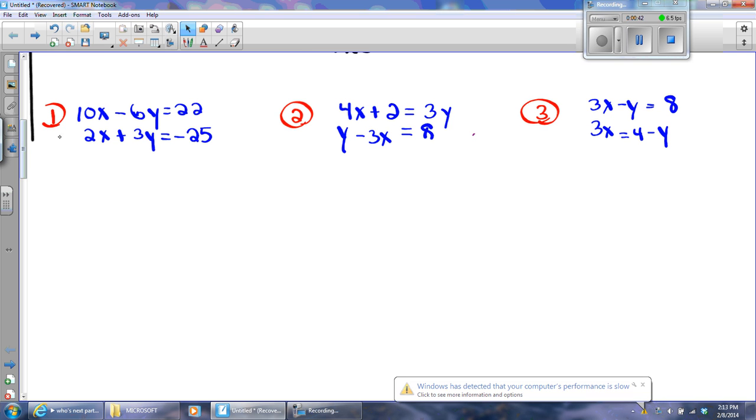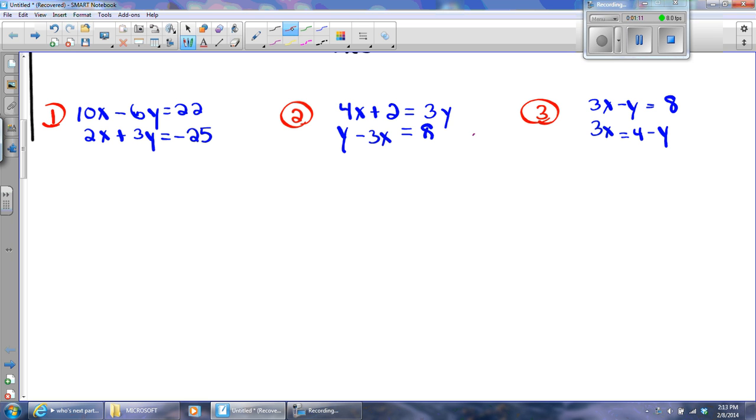Here I have three systems of equations. Now, I'm going to warn you that on a test or a quiz, you're going to have to be able to tell which method you should use, graphing, substitution, or elimination, to get your solution. I'm not going to tell you, but I'm going to require you to do all three. So let's see if we can figure out when we should do which method.